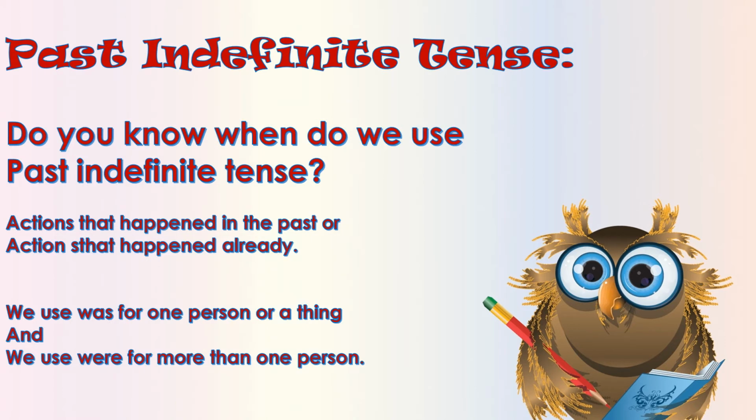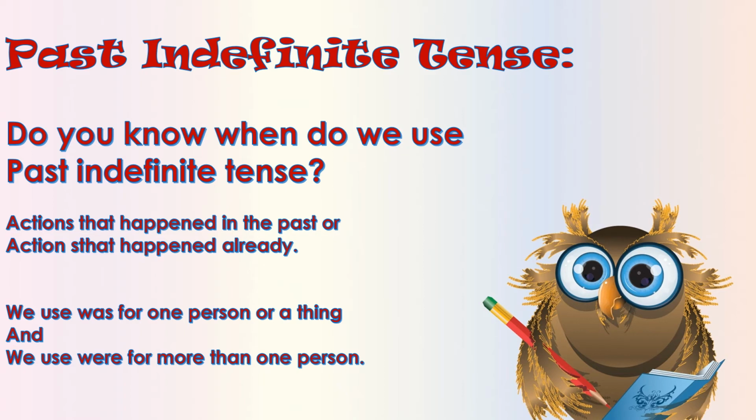Do you know when we use past indefinite tense? We use it in actions that happened in the past or actions that happened already. We use was for one person or a thing, and we use were for more than one person. For example, they were walking in the street yesterday.